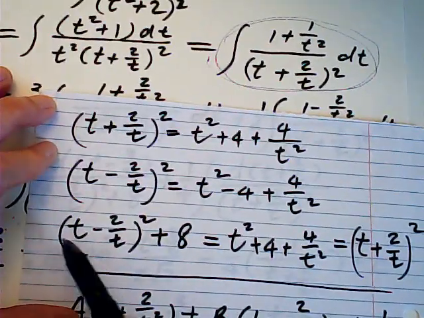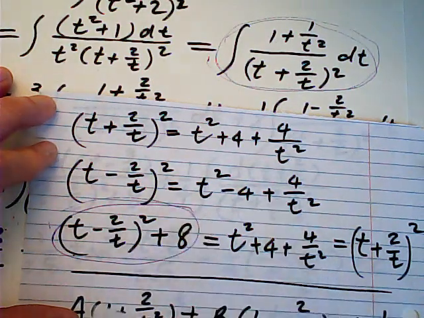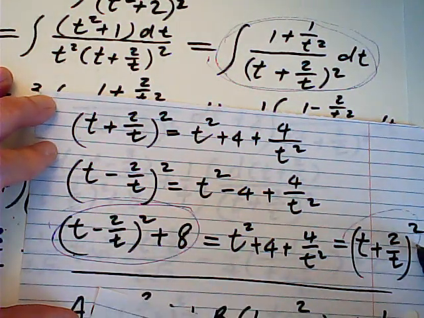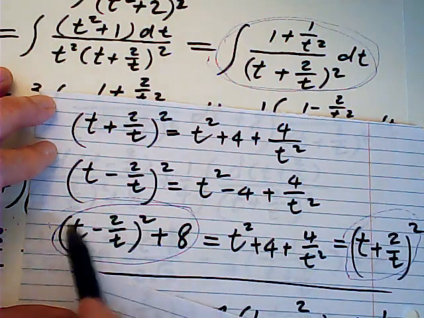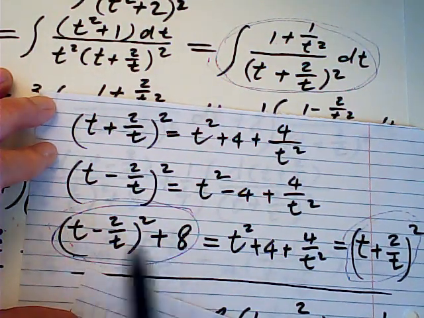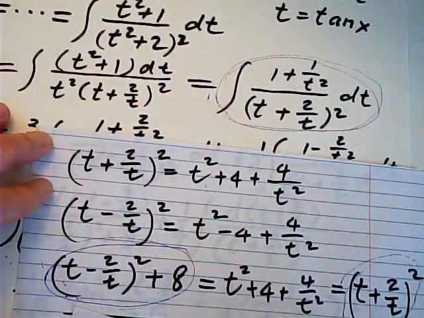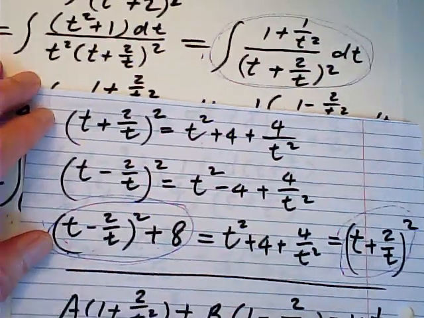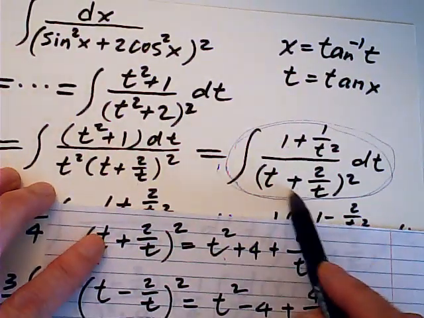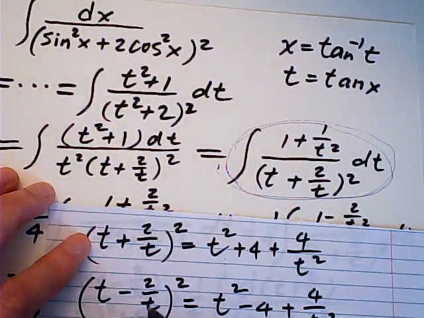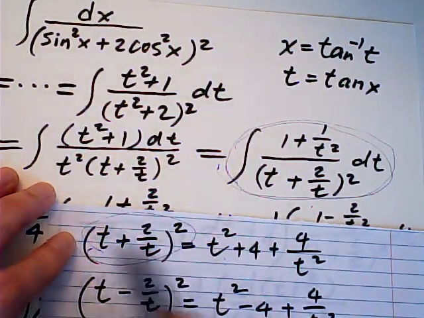In other words, this is the same thing as this. Okay. This plus 8 is equal to this. So in other words, our denominator could be written as this or that.